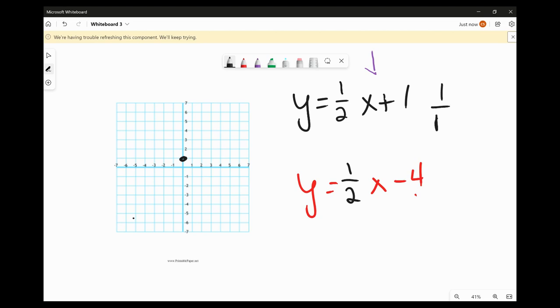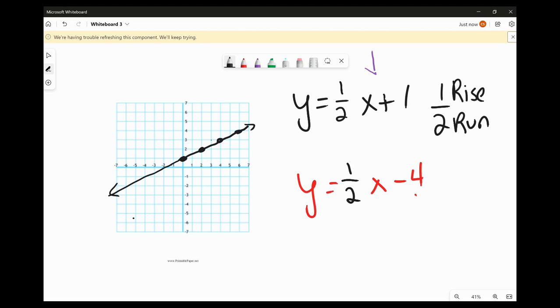So I'm going to write that out, and this is my rise, and this is my run. I don't need to put anything over 1 because it's already in fraction form. So I'm going to rise 1 and run 2 to make the next point. And I'm going to do that. And there's my line. Okay, that's my first line.